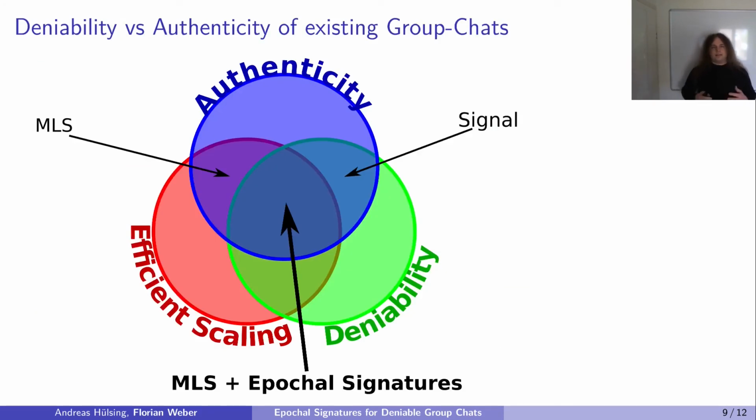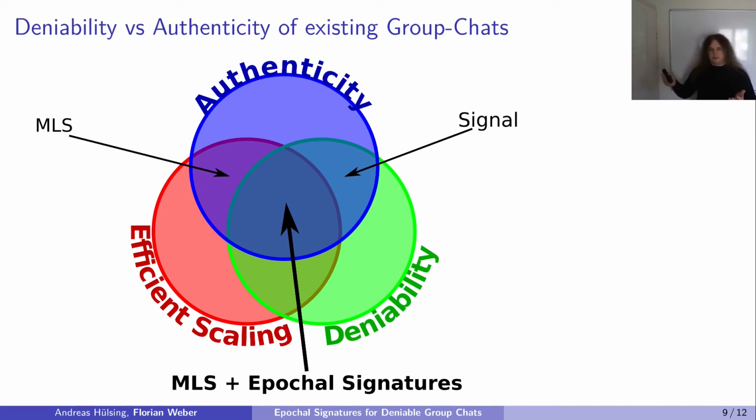Before that, however, let's take another look at the properties that we would like to have from group chats. First of all, there is authenticity, and in most scenarios this simply is not a notion that's up for debate. However, if we are willing to sacrifice this, the other two become trivially achievable. The second one is efficient scaling, so having a protocol that stays efficient if you have many members in a chat room. And one protocol that targets these two things is messaging layer security, or MLS for short, that says we want to enable groups with thousands of members, and so we are willing to sacrifice deniability for this purpose. And this is what MLS does, and does so very well.